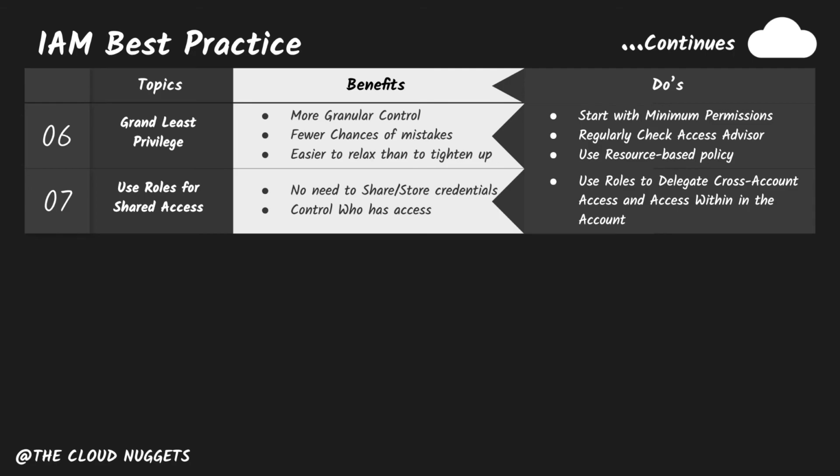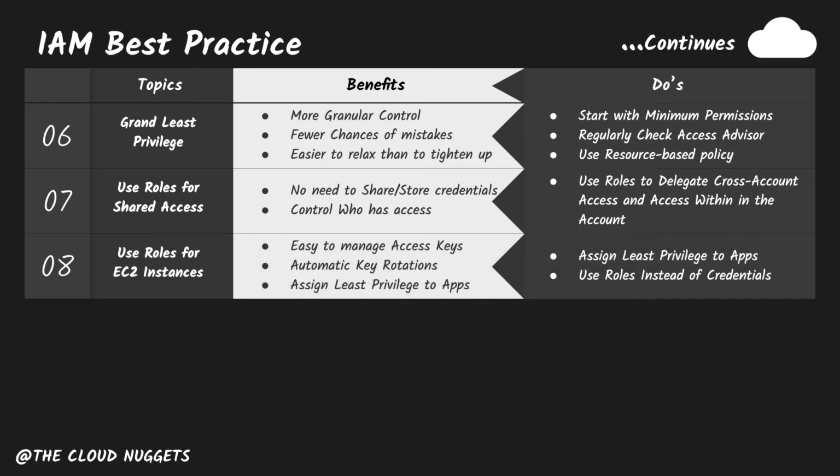Use roles for shared access. No need to share or store credentials, and you control who can access what. Do's: use roles to delegate cross-account access and access within the account. Use roles for EC2 instances. Benefits: easy to manage the access keys, automatic key rotation is much easier, and assign least privilege to the application. Do's: use roles instead of credentials, assign the least privilege to the application.